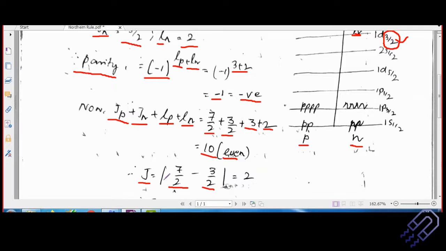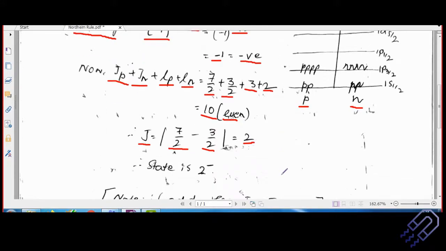So you subtract one J value from the other. You can subtract the J value of P from the J value of N, or the J value of N from the J value of P. When you subtract one from the other and take the mod, you get 2. That is your J value. Okay. Now you might ask what will be the parity? The J value would be 2, and the parity would be minus.